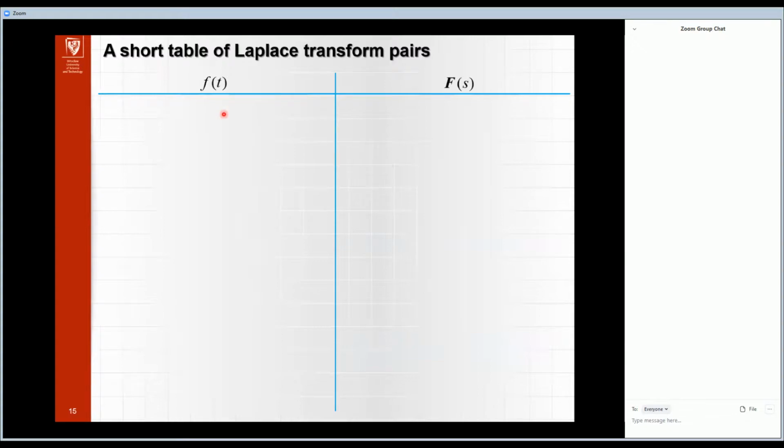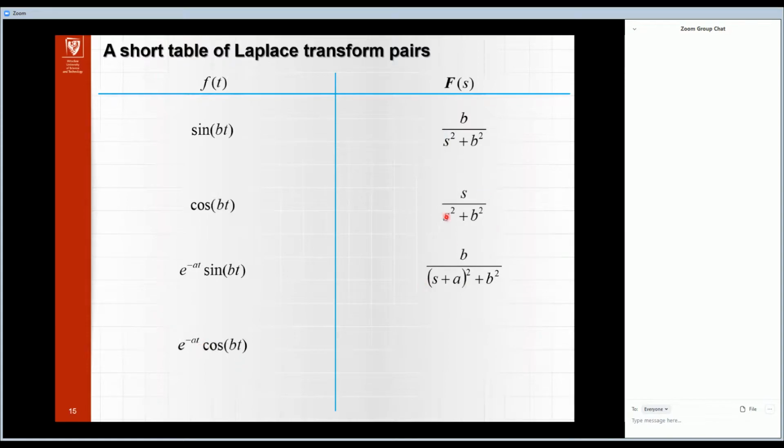And the second part of this, sin, we calculated, cosine transformation is quite similar, and sin multiplied by this factor, we can guess that instead of s we use s plus a here, and the same with cosine, we put s plus a instead of s.